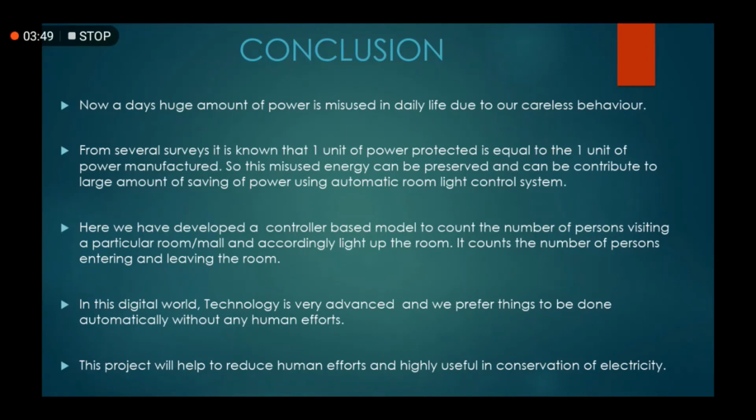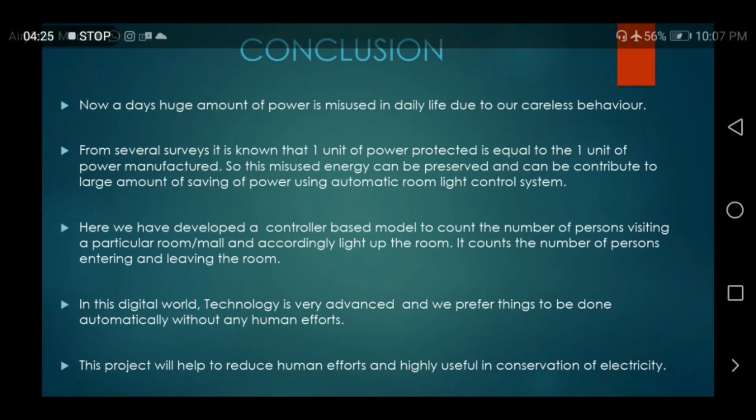Here, we have developed a controller-based model to count the number of persons visiting a particular room or a mall and accordingly light up the room, by counting the number of persons entering and leaving the room. In the digital world, technology is very advanced and we prefer things to be done automatically without any human effort. The project will reduce human effort and is highly useful in the conservation of electricity.